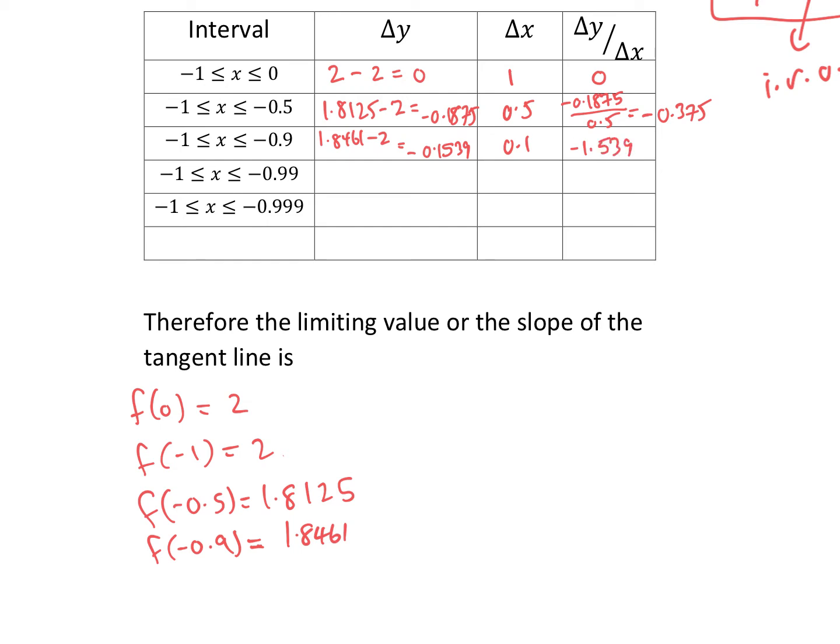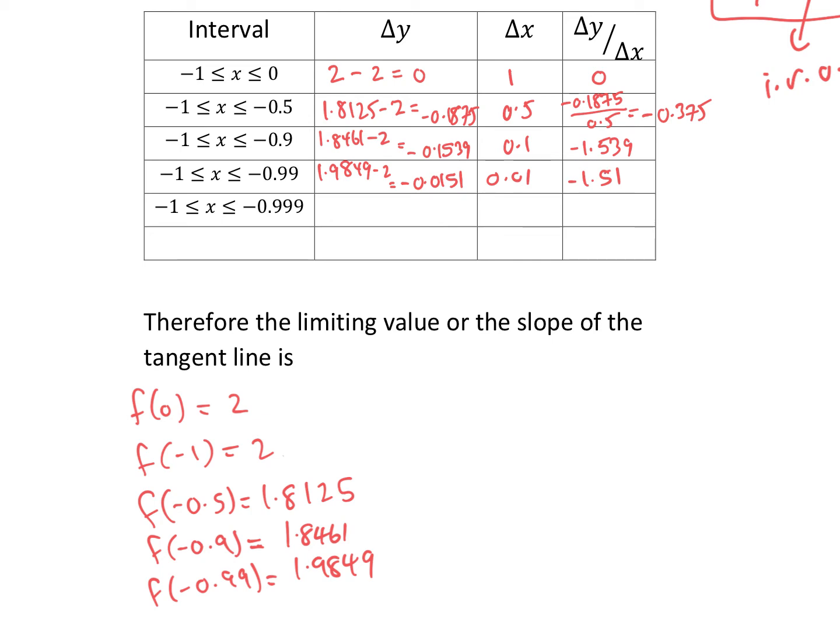Then we're going to move a little bit closer. So remember that you want to use enough intervals that you start to see a constant result or a limiting value. So we've got 1.9849 minus 2 divided by 0.01, -1.51. So now I'm starting to get close to a constant or limiting value.